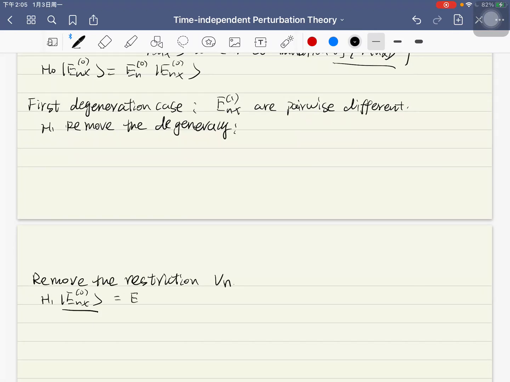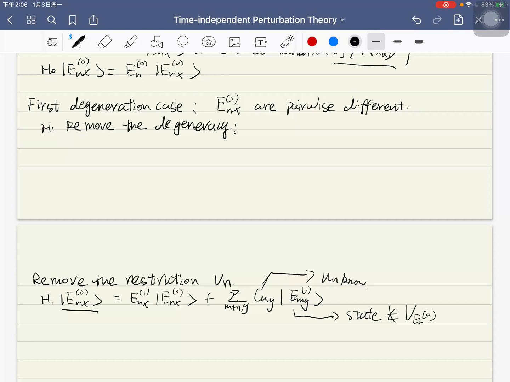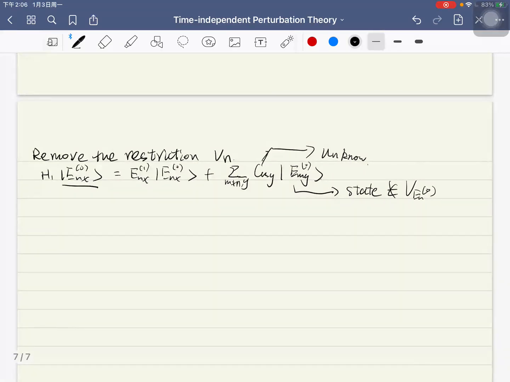We have H1 Enx0 equals Enx1 Enx0 plus the sum over m not equal to n of Cmy Emy0. And this still remains unknown. These states are the states that do not belong to the sub-eigenspace of the eigenvalue En0. But we still have some orthonormal relations. The orthonormal relation is Eny0 Enx0 equals delta xy.